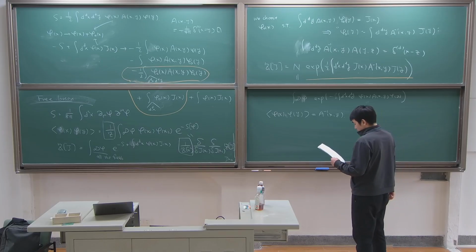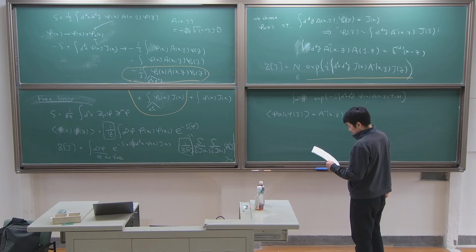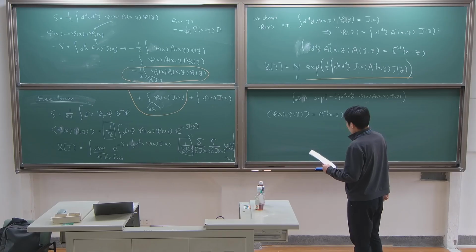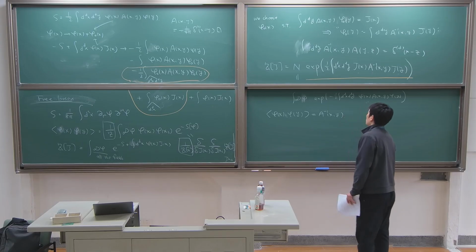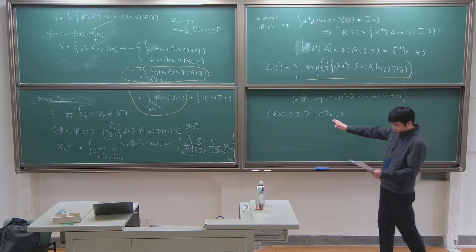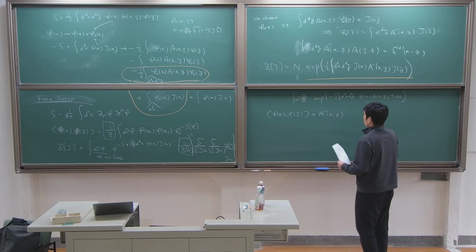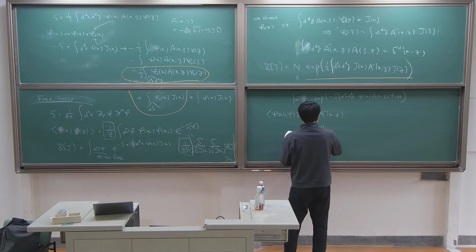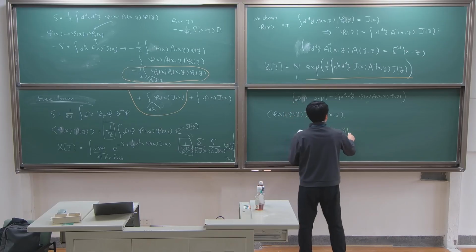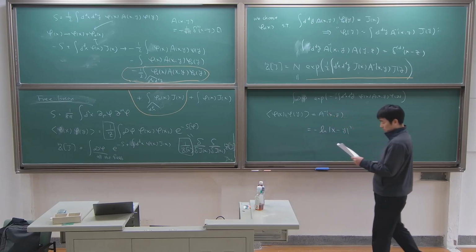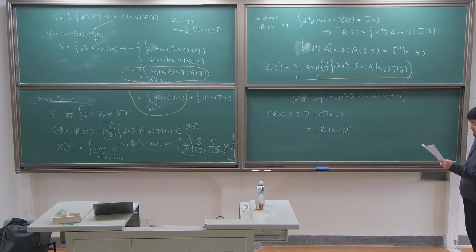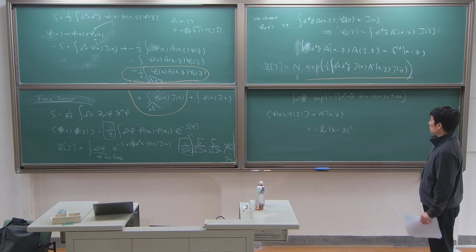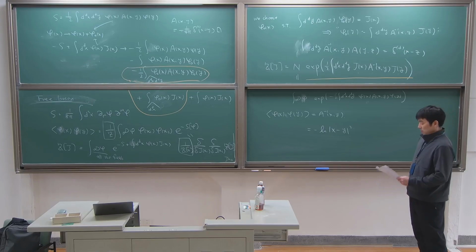And then last time we tried to solve this Laplacian, the inverse of the Laplacian, and we obtained this one. This one is in fact equal to minus ln of x minus y. That's what we solved last time. Okay. Any question at this moment?